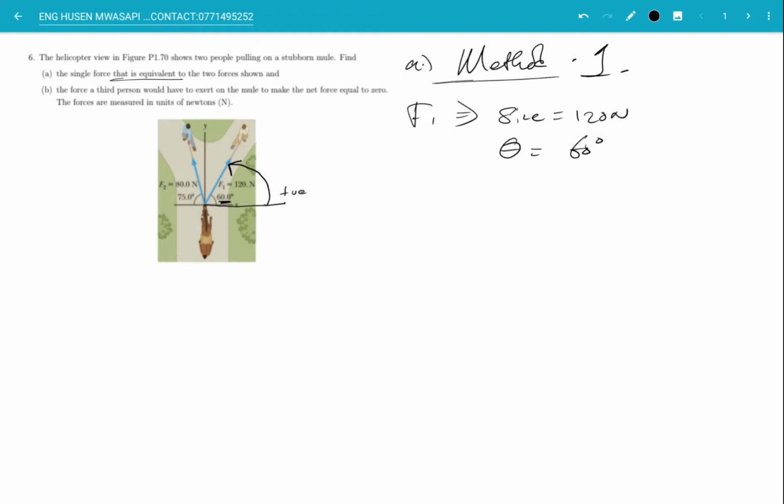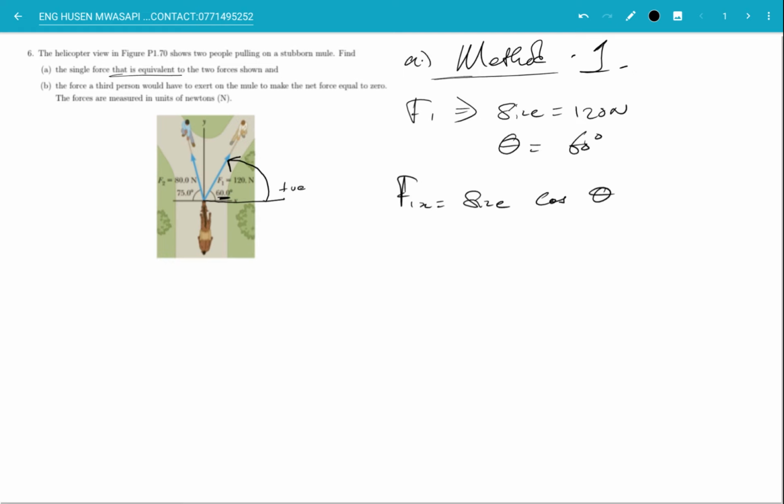First you find the x component of F1. F1x will always be size cos direction. Remember, for the x, size cos direction. So this will simply be size, which is 120, cos direction, which is 60 degrees. If you compute this using a calculator, 120 times cos 60, you get 60 newtons. That is the x component of force 1.